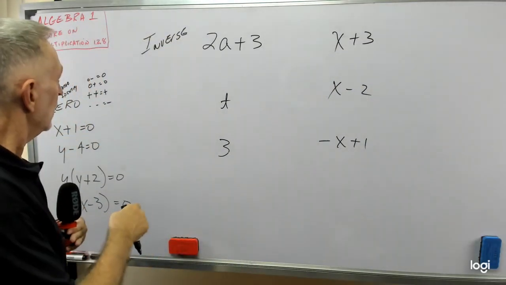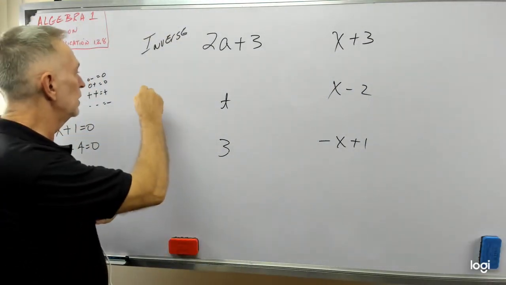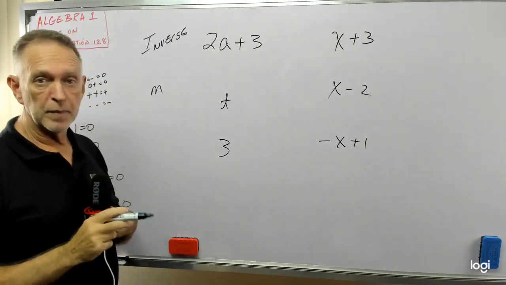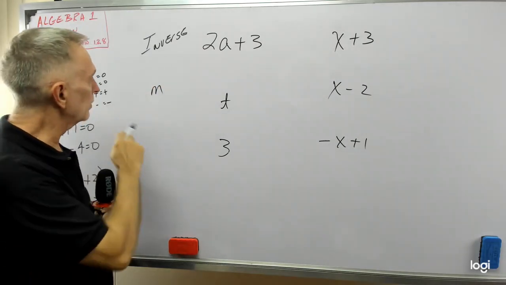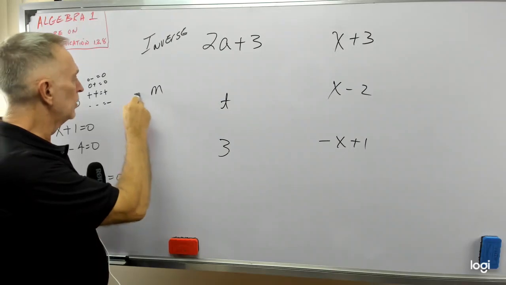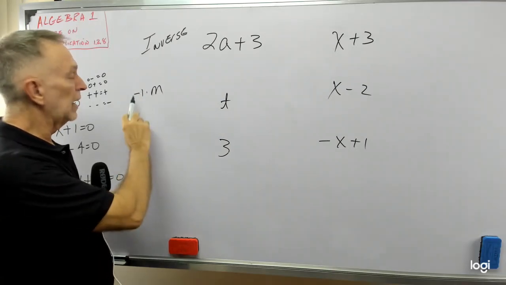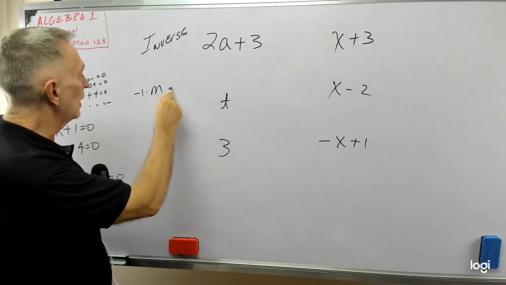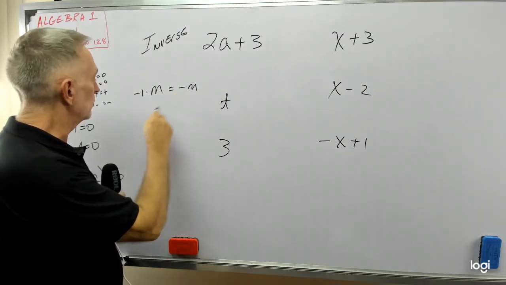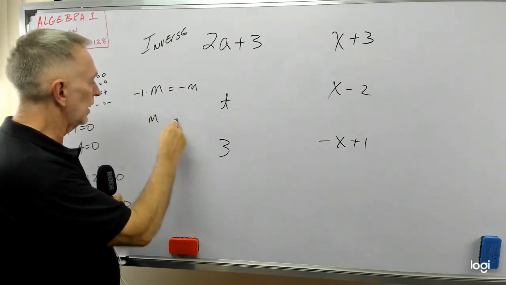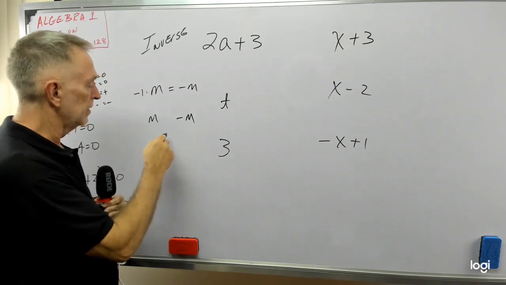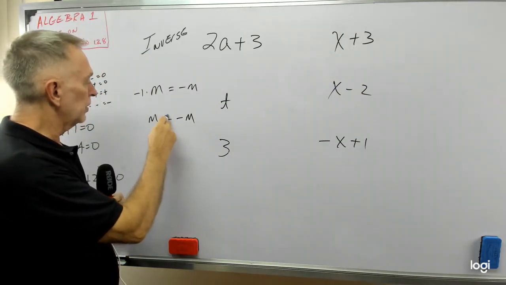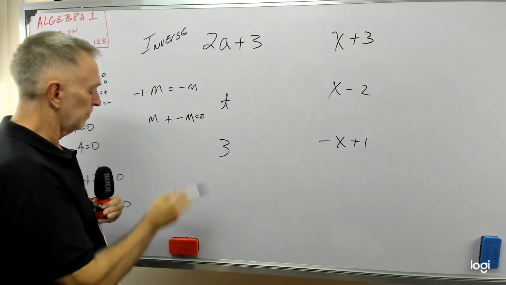Okay. If we have the variable m, and we want the inverse of that number, we can multiply it by a -1, and that becomes a -m. So we had m before, and now we have a -m. Now if you add those two together, you get 0.